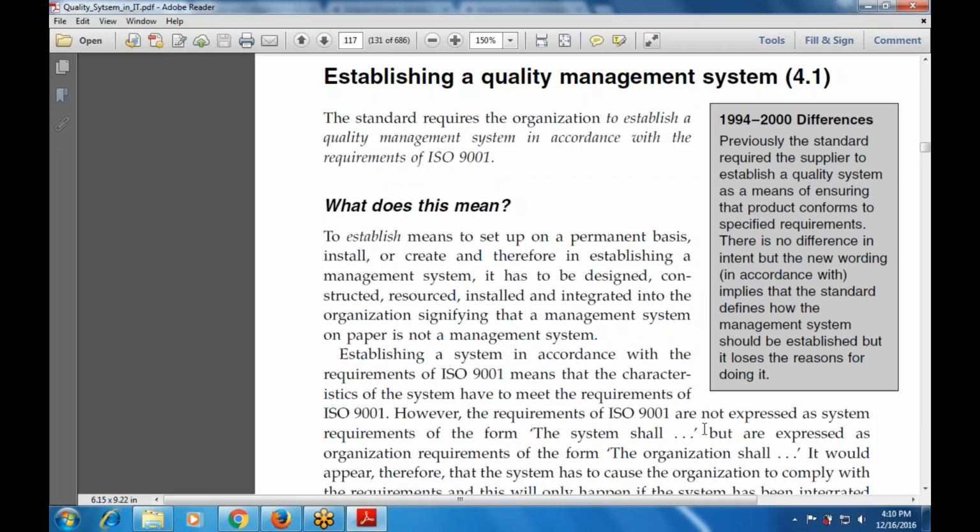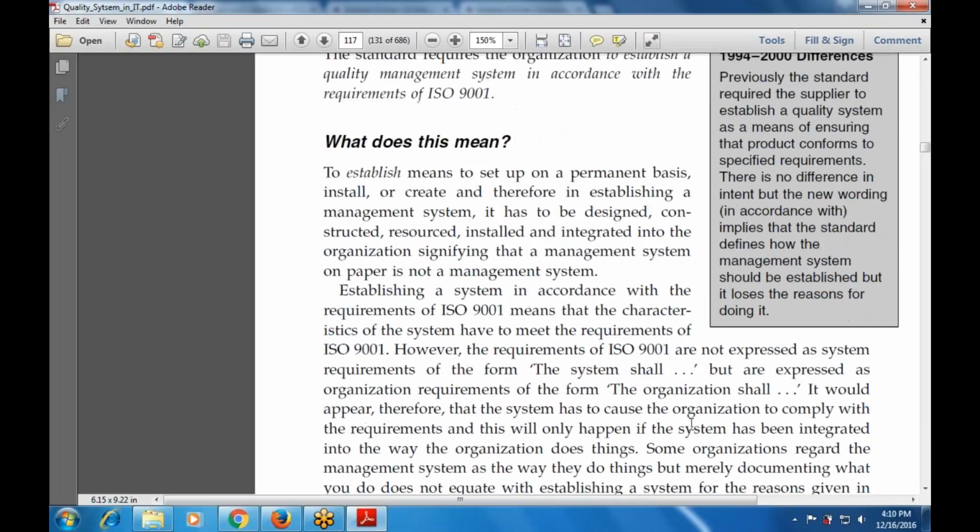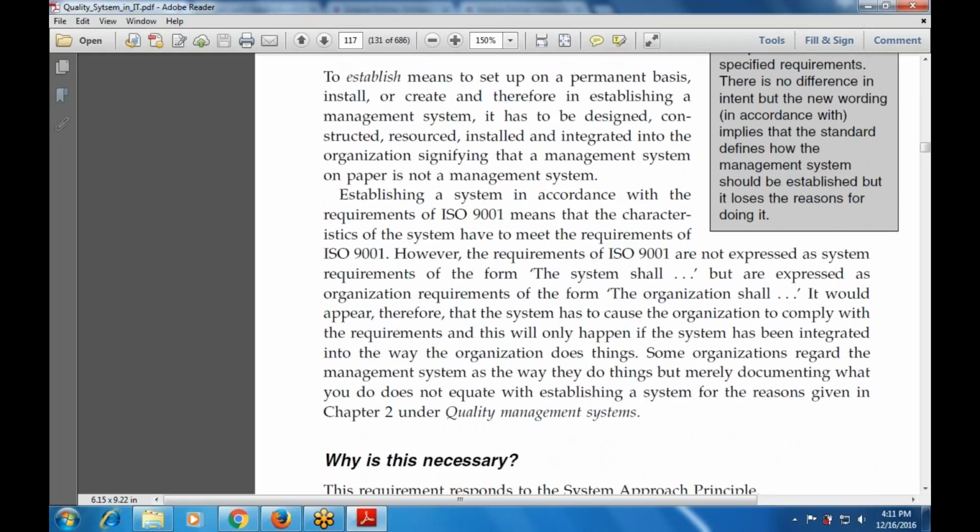However, the requirements of the ISO standard are not expressed as system requirements in the usual form. They are expressed as organizational requirements, using the word shall, so that the system causes the organization to comply with the requirements used in the quality management system.